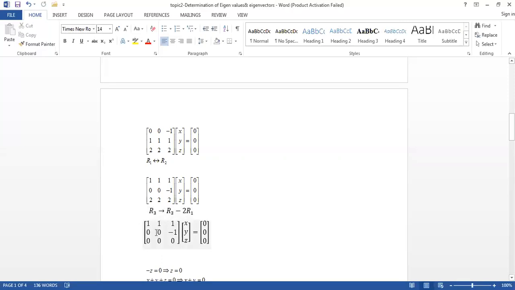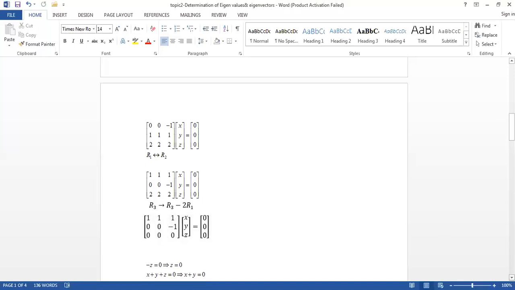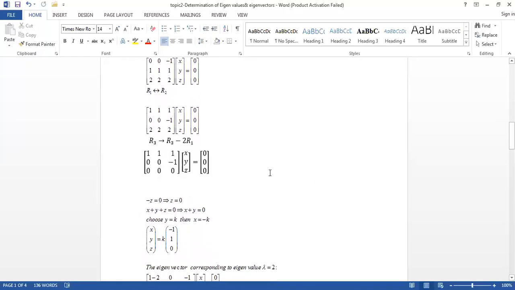Now we have [1, 1, 1; 0, 0, -1; 0, 0, 0] times (x, y, z) equals (0, 0, 0). We can write this system as 1 into x plus 1 into y plus 1 into z, so x plus y plus z equals 0. And 0 into x plus 0 into y minus 1 into z equals 0, so minus z equals 0. This implies z equals 0. When z equals 0, the first equation gives x plus y equals 0.